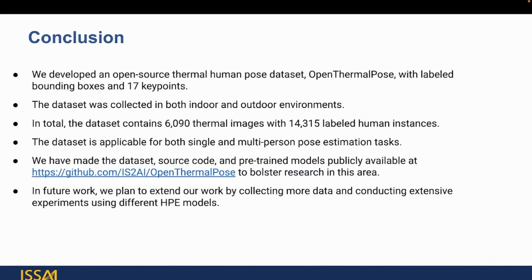In this study, we introduced the OpenThermalPose dataset, a comprehensive thermal human pose dataset consisting of 6,090 images with detailed annotations for 14,315 human instances. This dataset supports both single and multi-person pose estimation tasks. Our extensive testing with YOLOv8-Pose models demonstrated the dataset's robustness, with models trained on OpenThermalPose showing superior accuracy in both our dataset and the external UCH-ThermalPose dataset.